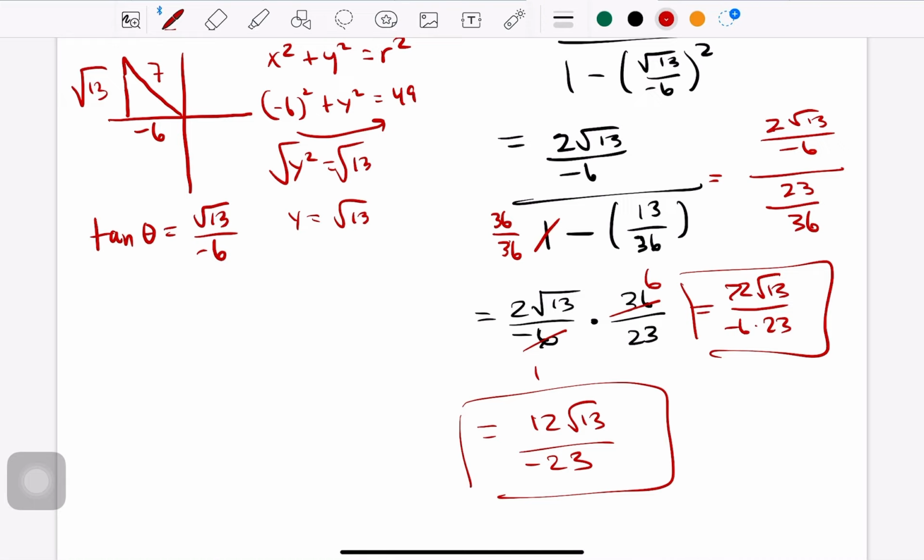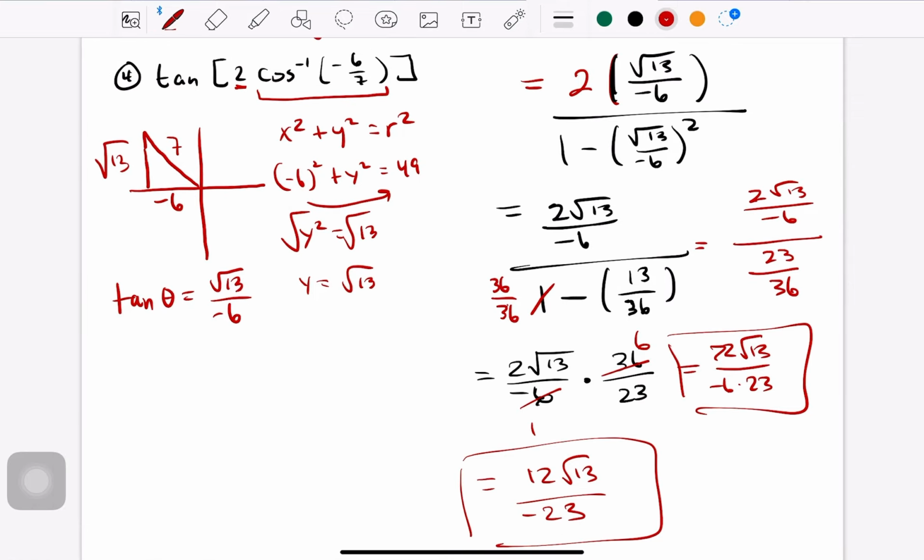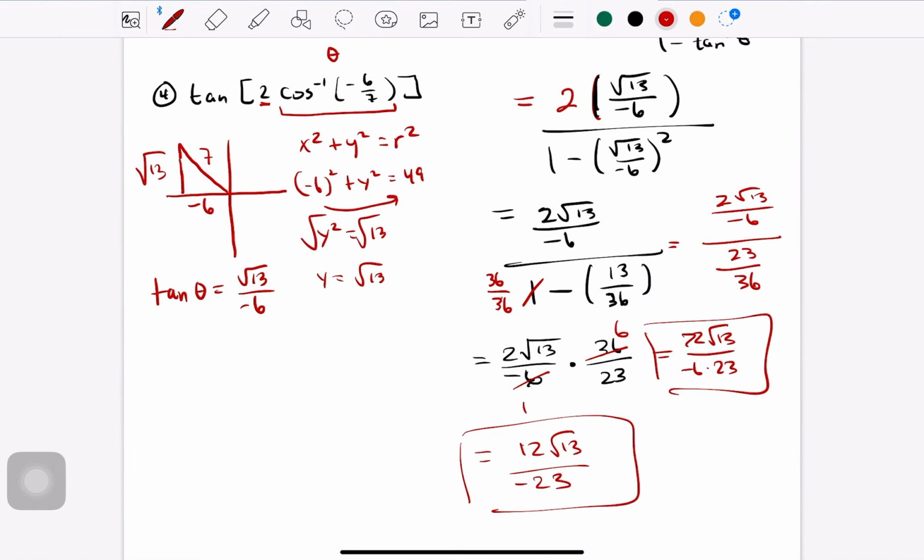If you get something close to that, great. If not, the process is what matters, right? So please keep it that simple, okay? Hopefully this helps.